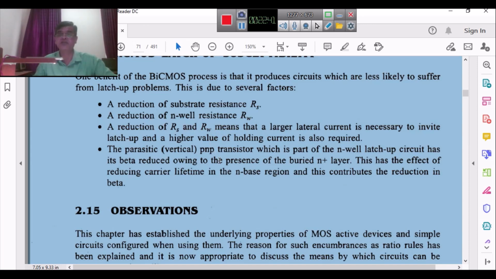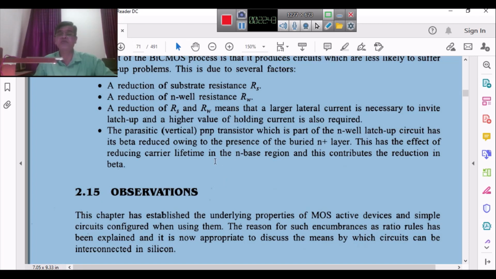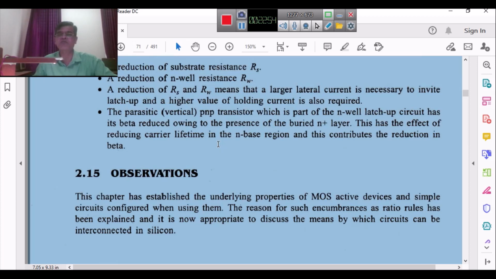And one more thing is that the beta value is also reduced in the BiCMOS circuit. Beta is the ratio of IC to IB, and that is reduced. How? We reduce the gain by the construction process of BiCMOS itself. As a result, the PNP transistor in the N-well latchup circuit has a reduced beta owing to the presence of the buried N plus subcollector. This has the effect of reducing the carrier lifetime in the N base region, and this contributes to the reduction in beta. Beta is reduced because of the carrier lifetime in the base region.